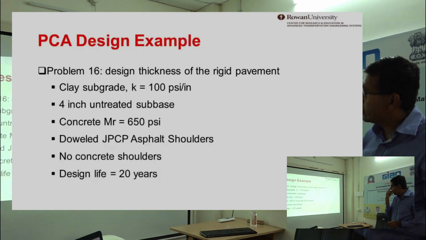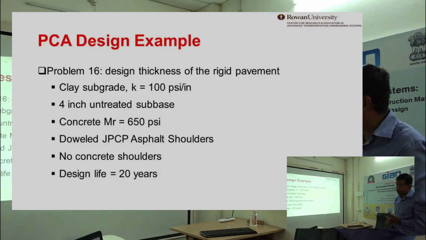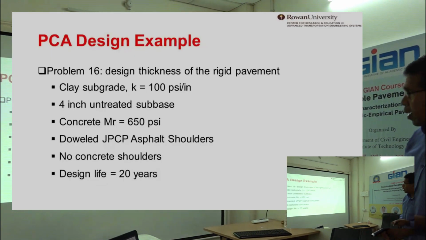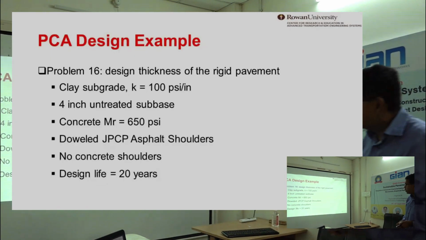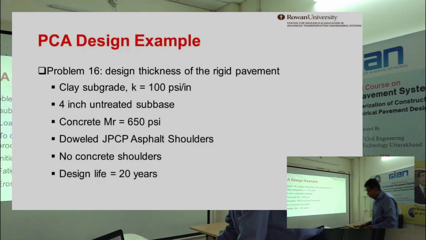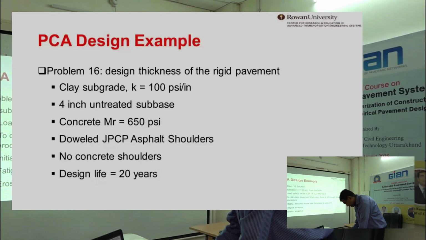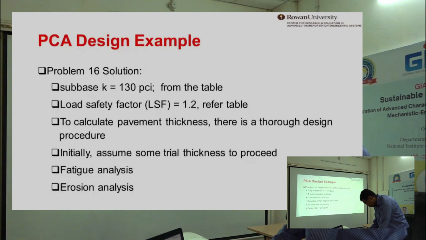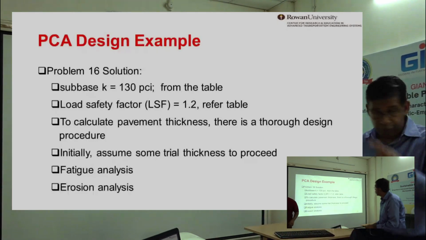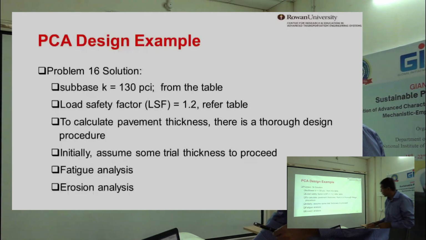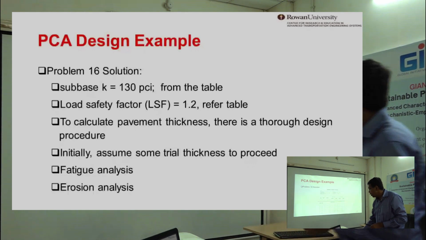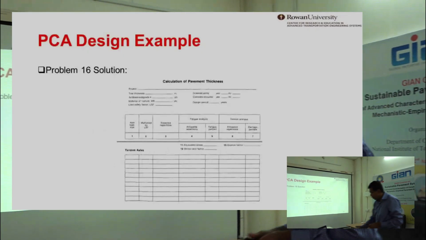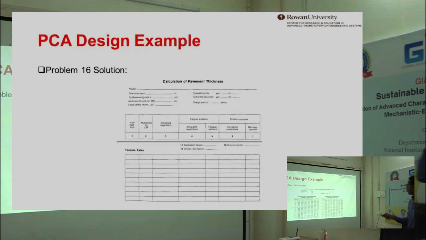Okay, perfect. So right here, you can try this for clay subgrade, 100 pounds per cubic inch, 4-inch untreated subbase. Concrete MOR is 650 psi. Covered, no concrete shoulders, right? And then, so you have K of 130 PCI from the table. So you have to convert from 100 to 4 inches of untreated base, and that's your sheet right there, right? You will have to use this, okay? And you will have to plug in the same thing.